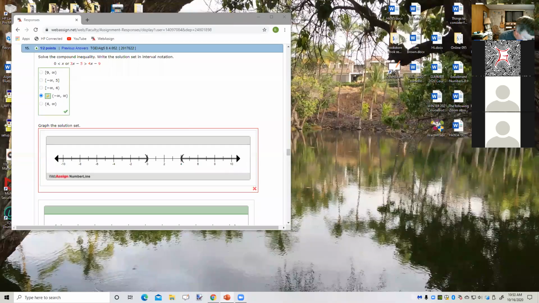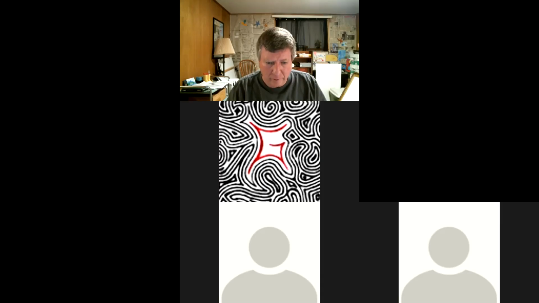Number 15. Solve the compound inequality, write the solution set in interval notation. 0 less than x, or 3x minus 5 greater than 4x minus 9. And so we'll take a look at that.